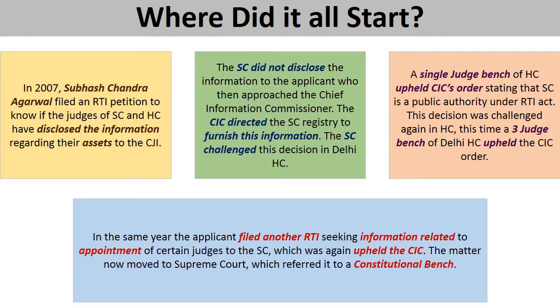Around the same time, the applicant filed another petition asking about the details of exchange of information between the collegium and the government regarding appointment of certain judges to the Supreme Court. Now this worried the court, especially because CIC upheld this by stating the 3-judge bench judgment, and hence the court then decided to refer this issue to a constitutional bench. Now this happened in 2010, and finally after 9 years a constitutional bench was created.